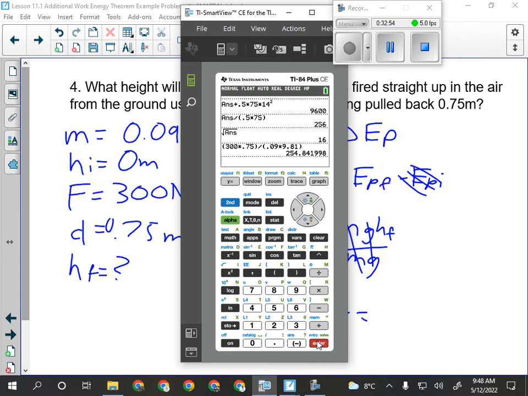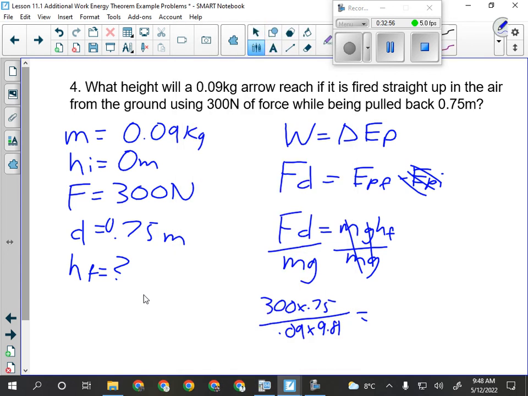All right, so 255 meters is our answer there for the maximum height of the arrow. Okay. Now, just so you're aware, last semester, the semester before that, and then not the semester before that because we didn't write this exam due to COVID, and then the same with the semester before that. And then before that, I had questions like this, exactly like this, on the unit exam.